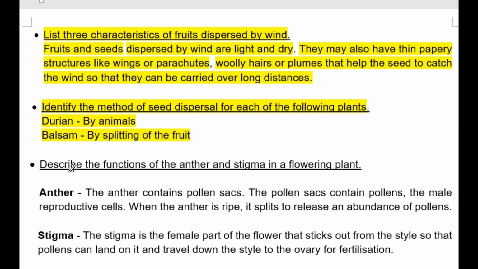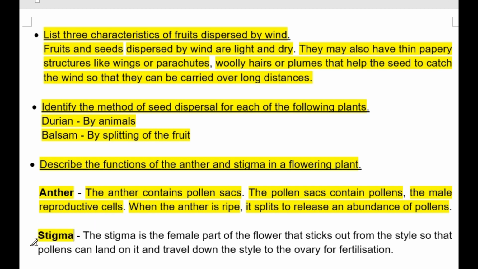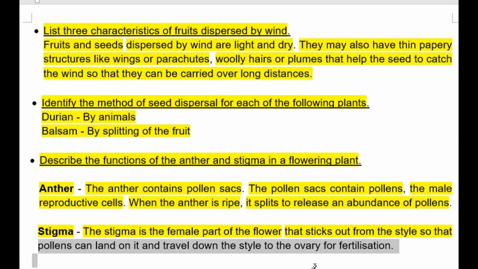Describe the functions of the anther and stigma in a flowering plant. Anther. The anther contains pollen sacs. The pollen sacs contain pollen, the male reproductive cells. When the anther is ripe, it splits to release an abundance of pollen. Stigma. The stigma is the female part of the flower that sticks out from the style so that pollen can land on it and travel down the style to the ovary for fertilization.